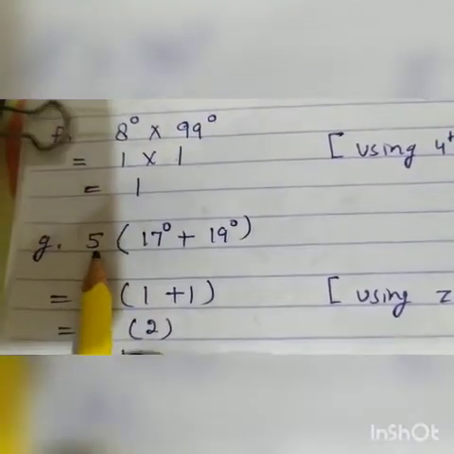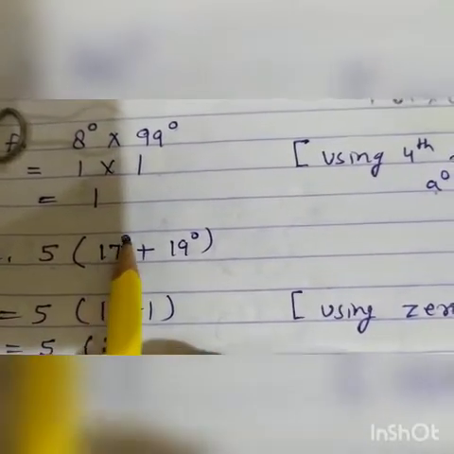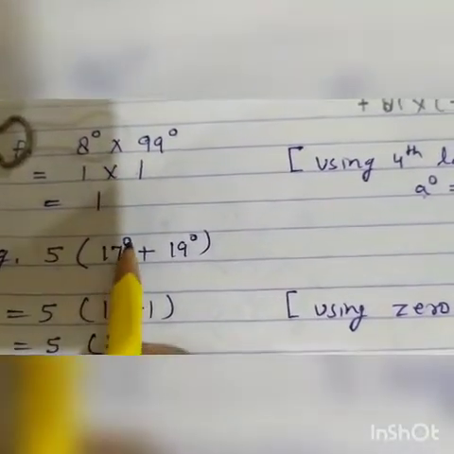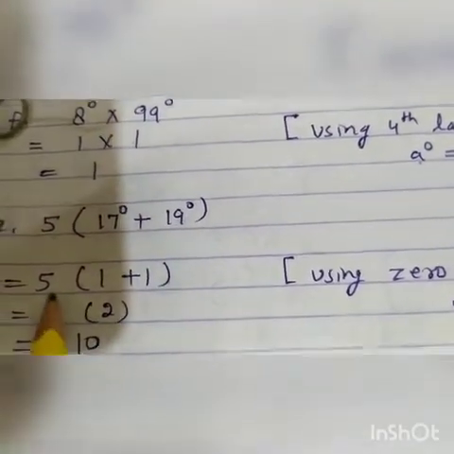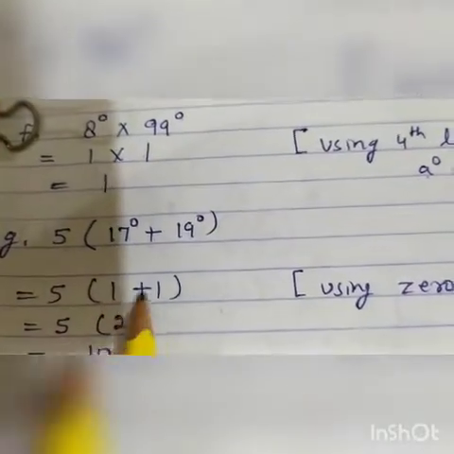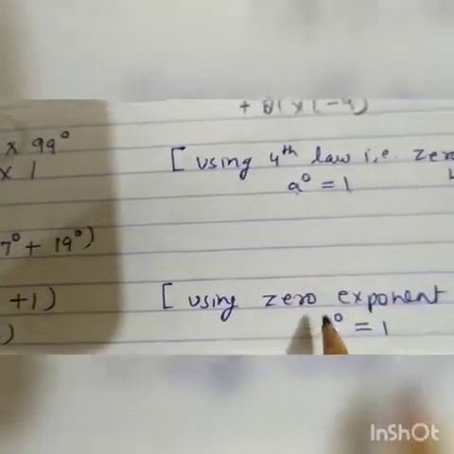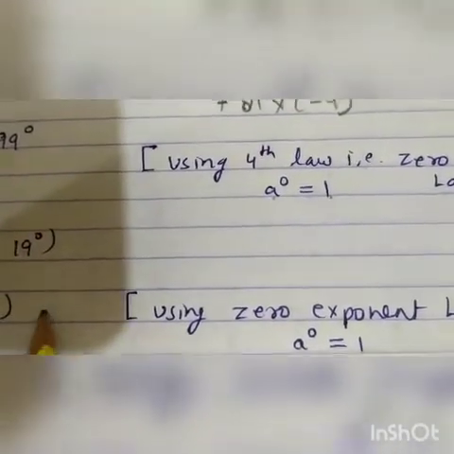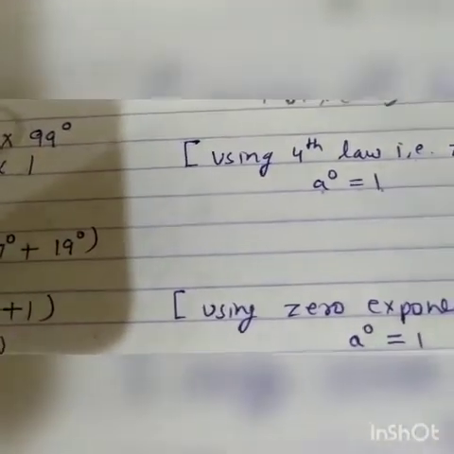Next, 5 multiplied by 17 power 0 plus 19 power 0. So the value of 17 power 0 is 1, plus 19 power 0 is also 1. So 5 multiplied by 1 plus 1, which is 2. 5 twos are 10. You have to mention the law you are using. You have to write it against it or in front of it.